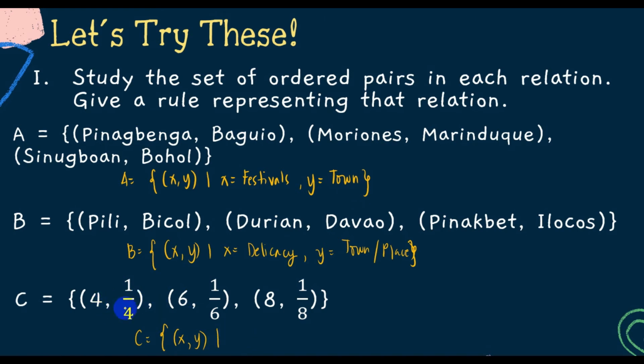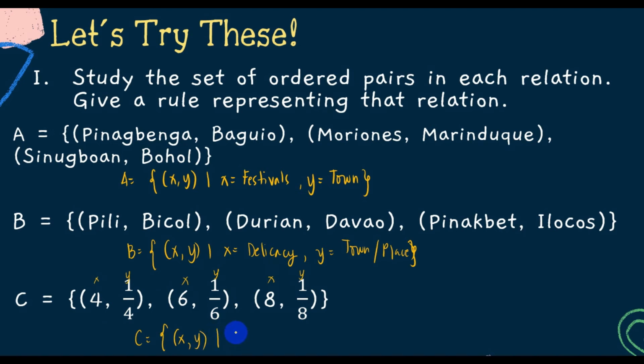So, we have 4. And then, kung titingnan natin, naging 1/4 yung Y. Ang X ay 4, ang Y ay naging 1/4. Ang X ay 6, ang Y ay naging 1/6. Then, we have 8 ang X and then 1/8 ang Y. So, kung mapapansin nyo po, ang Y ay ang reciprocal ng X.